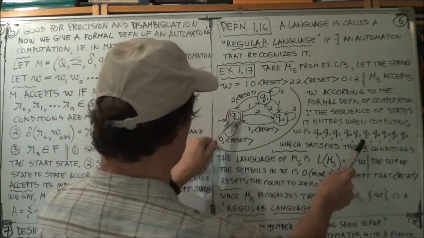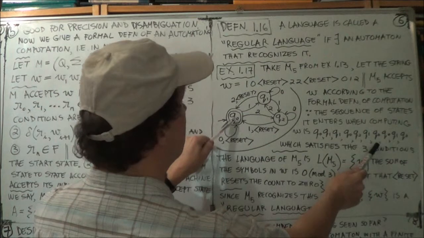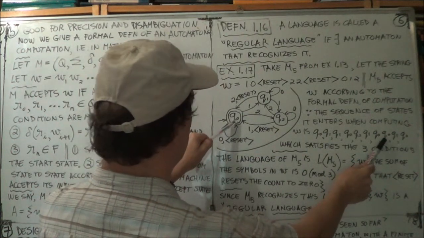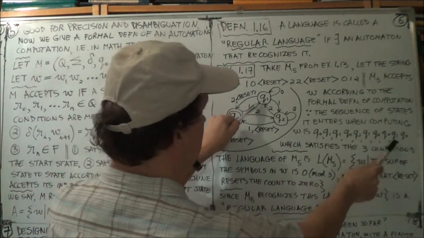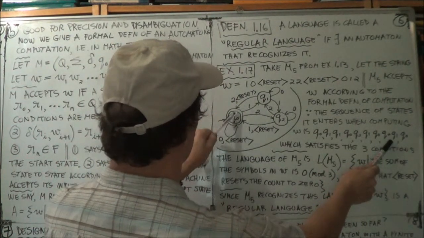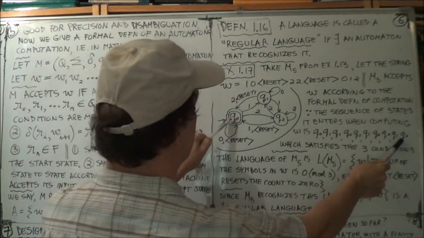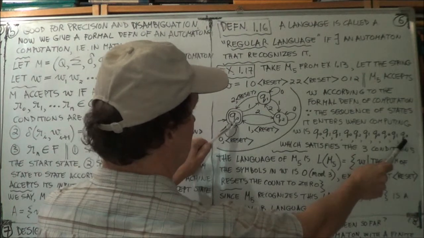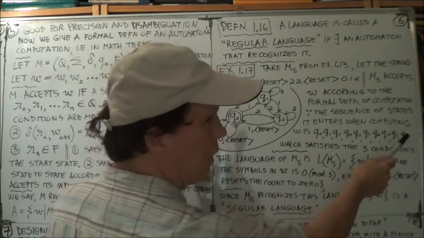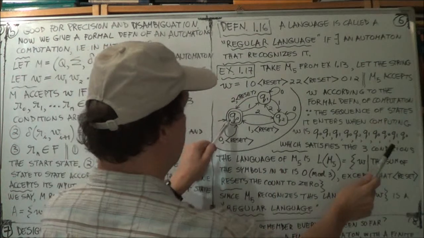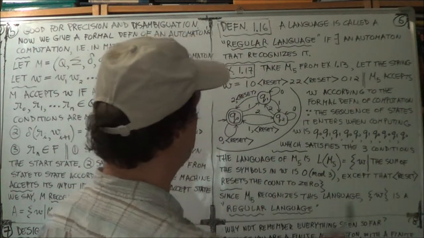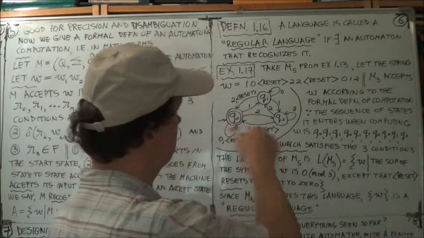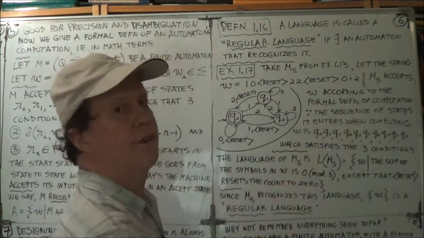And a reset, so Q0 again. Then 0, back to Q0. Then a 1, so Q1. Then a 2, Q0. And that's it, the string has run out. We're in Q0, and that is an accept state. There's only 1. Therefore, this string is accepted by this automaton, by M5.